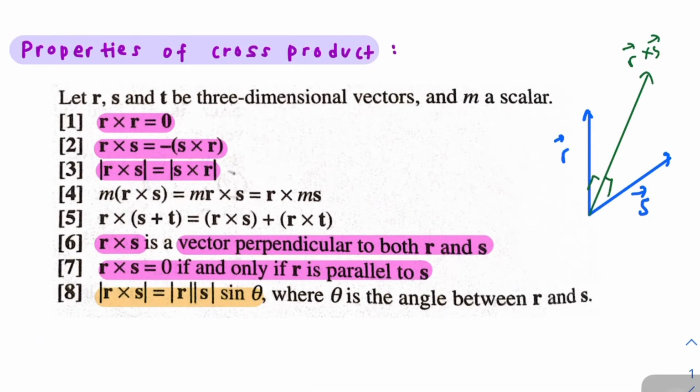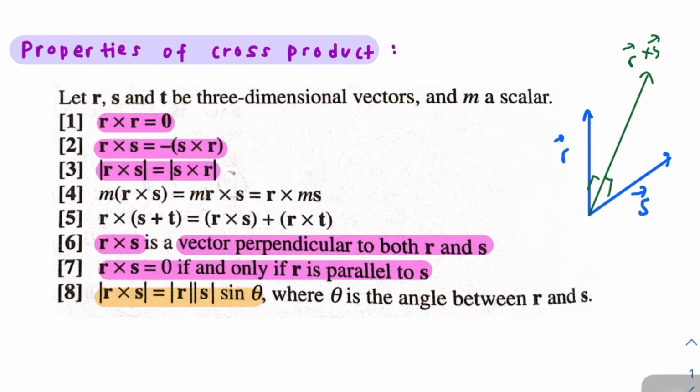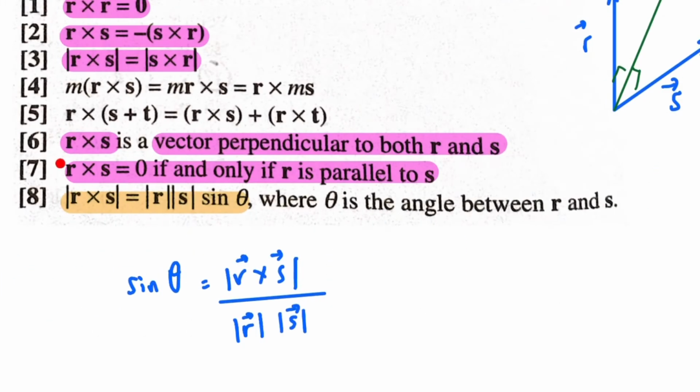Number 3, the magnitude for R cross S, this is just the same with magnitude of S cross R. For property number 4, if you have vector R cross vector S and you have M scalar multiply outside, this is the same with multiplying M towards your R first, then cross with S, and it's also the same with R cross M times S. This is distributive property. Number 5 also is a distributive property. If you want to do R cross S plus T, this is the same with R cross S plus R cross T.